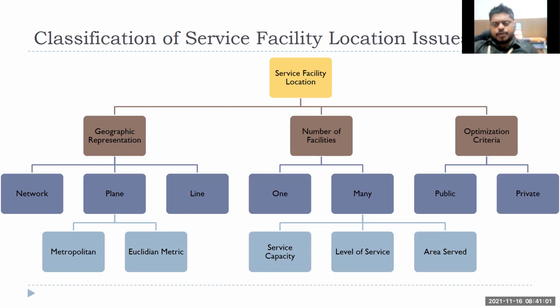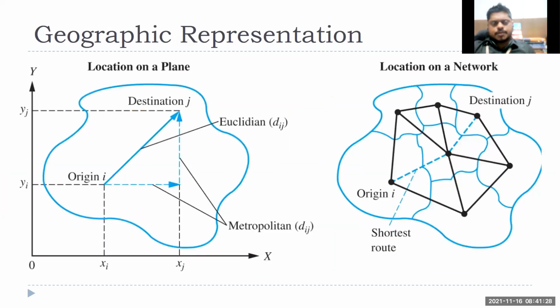That point will come later, why franchises and what are the rules and conditions. What I'm asking is the difference between metropolitan and Euclidean. Anybody knows or is aware of that? This has been covered already in your production and operation management. Okay, so there are two ways to find distance.